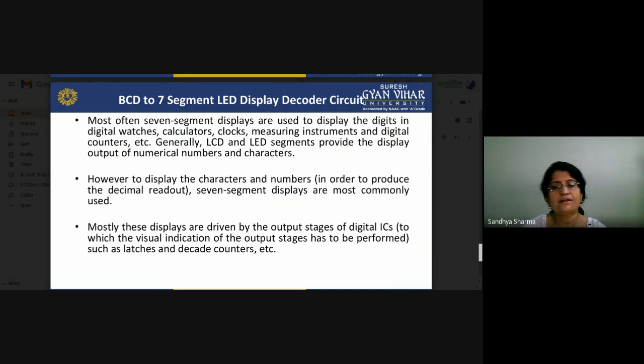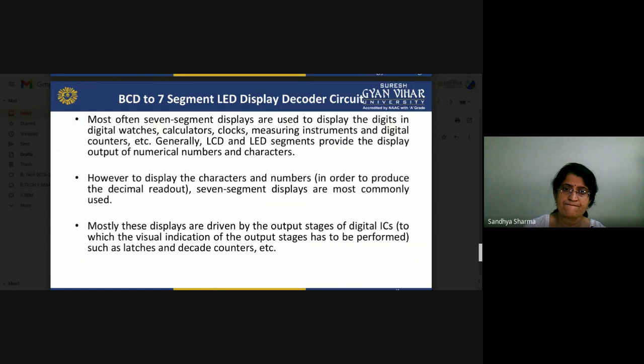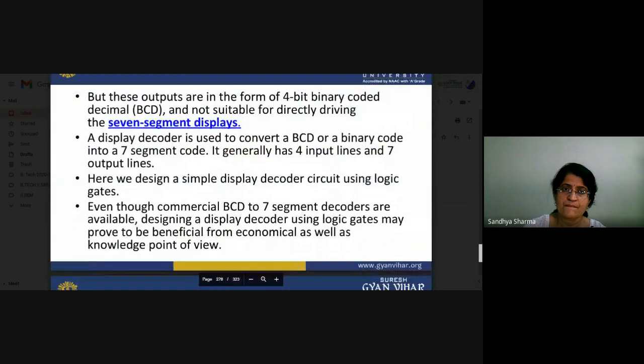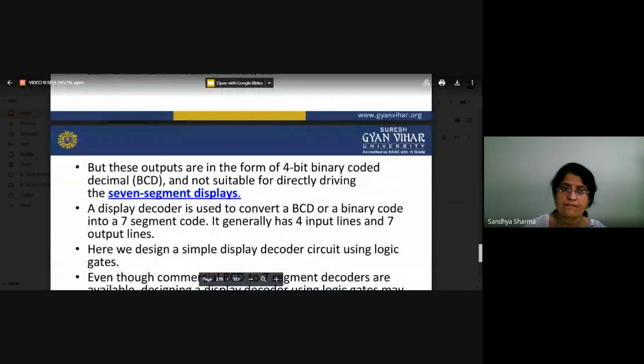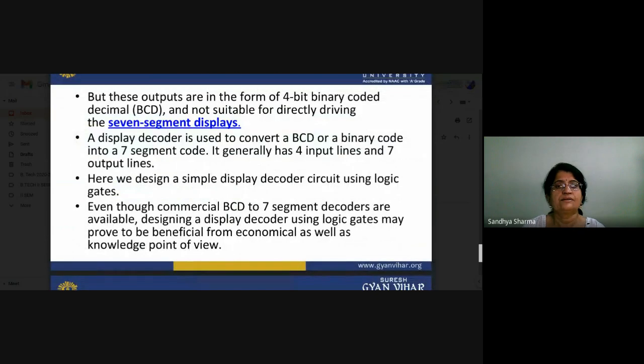So these displays are driven by the output stage of digital ICs, where the visual indication of the output stage has to be performed, such as latches and decade counters. Now we will see these outputs are in the form of 4-bit binary code. So how can you represent seven segment, and how can you give the input to the seven segment? These inputs are given in the form of a 4-bit binary coded number, BCD form.